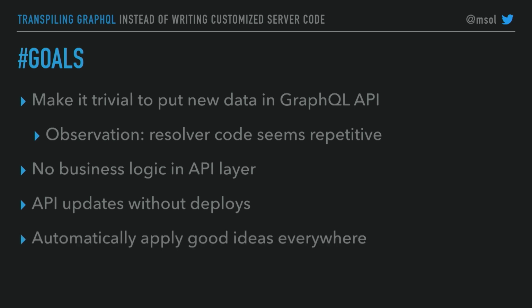And lastly, we want to make sure that things like error handling and access control and any sort of improvement that we might dream up in the future gets applied everywhere without users doing any extra work. If we can apply things automatically, then users can't forget to do them, or sorry, developers on the GraphQL API can't forget to do them.